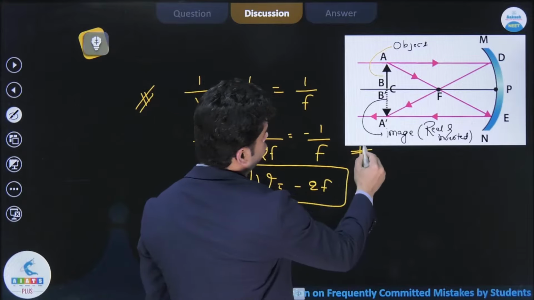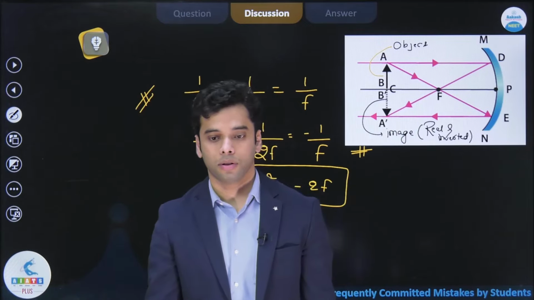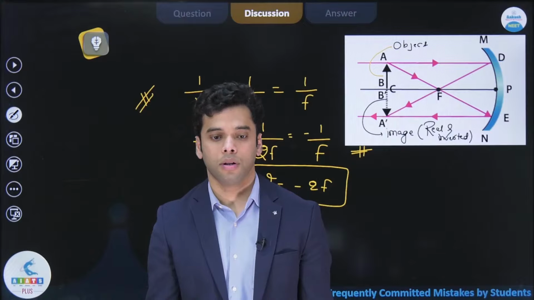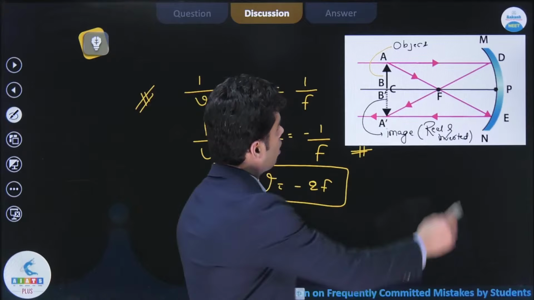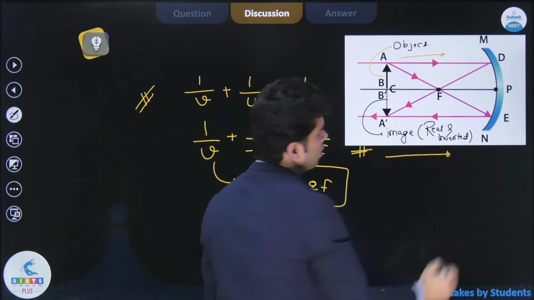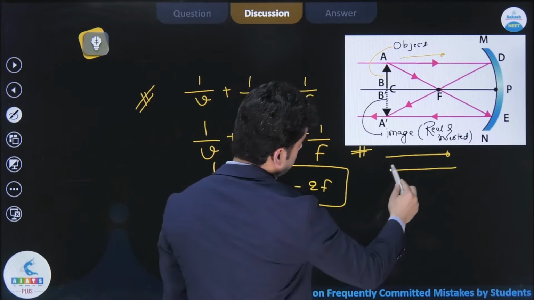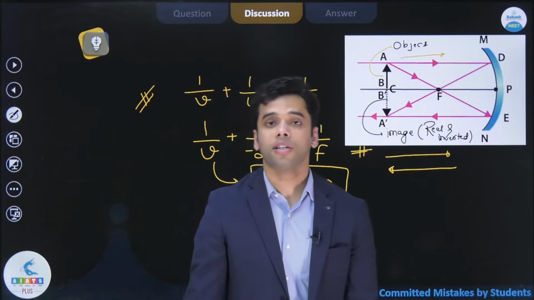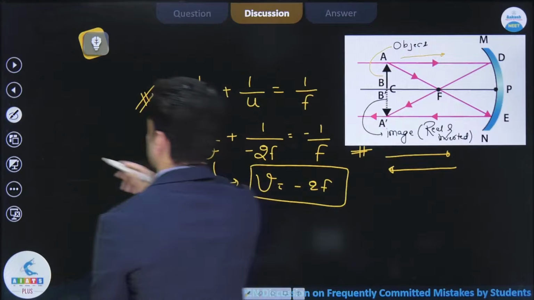बेटा, इस मिरर में आपको साइन कन्वेंशन समझना है तो रे की डायरेक्शन में जो चीजें हैं, इस डायरेक्शन में जो भी डिस्टेंसेस हैं वो आपको पॉजिटिव लेने हैं और इस डायरेक्शन के ऑपोजिट जो भी डिस्टेंसेस हैं वो आपको नेगेटिव लेने हैं, ठीक है? और डिस्टेंसेस आप कहाँ से मेजर कर रहे हैं? आप उनको पोल से कर रहे हैं, ठीक है?